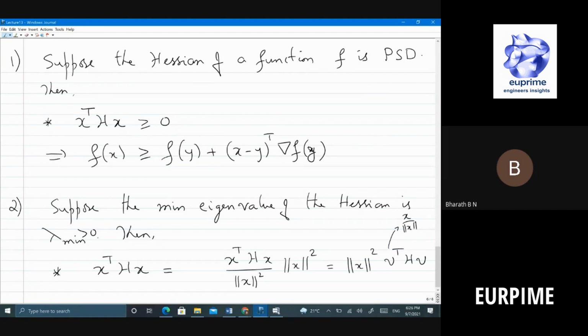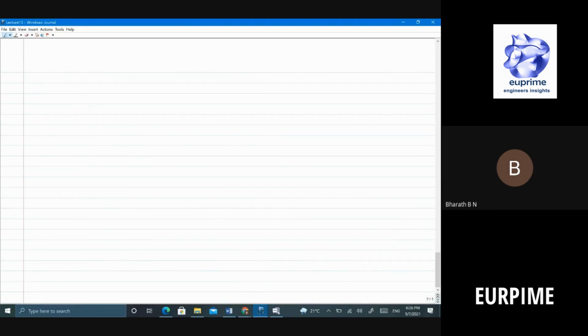Okay. So now, what can you say about v transpose Hv? What can I say about this one? What is the least possible value that v transpose Hv can take?